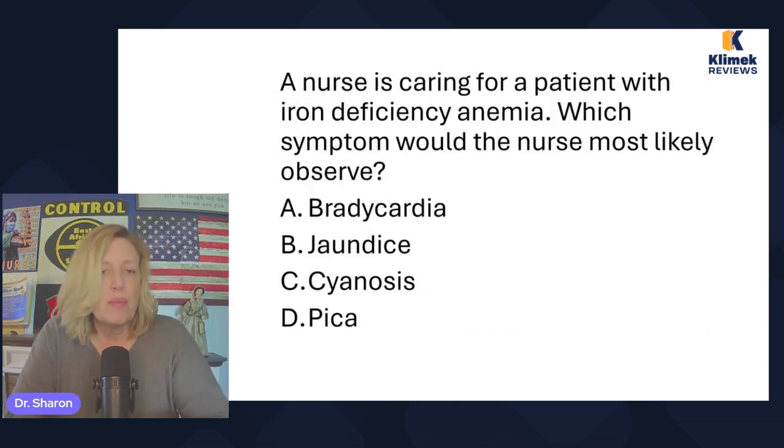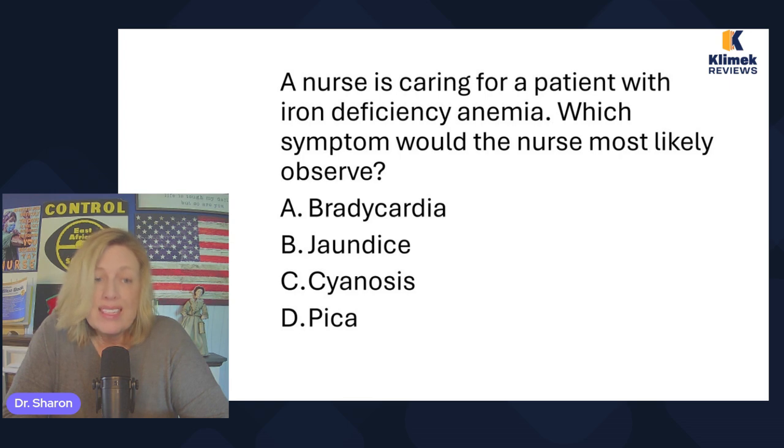A nurse is caring for a patient with iron deficiency anemia. Which symptom would the nurse most likely observe? Bradycardia, jaundice, cyanosis, or pica? All right, iron deficiency anemia, which symptom would they most likely observe? So I know bradycardia is out because tachycardia is more likely to occur. Jaundice is out. That has nothing to do with anemia.